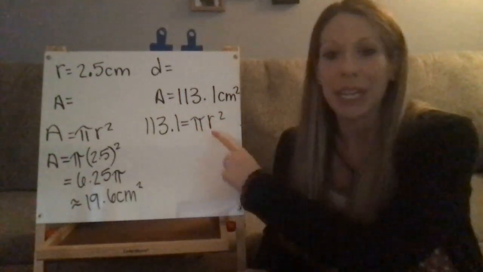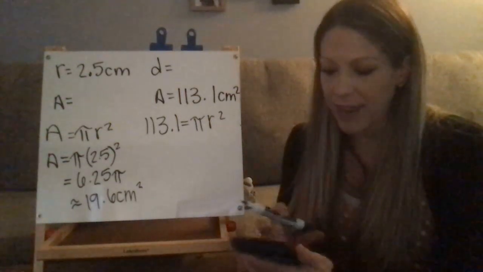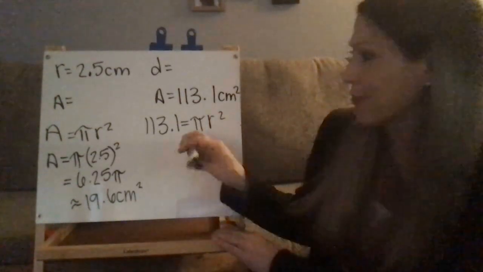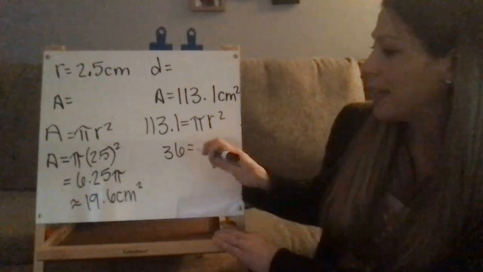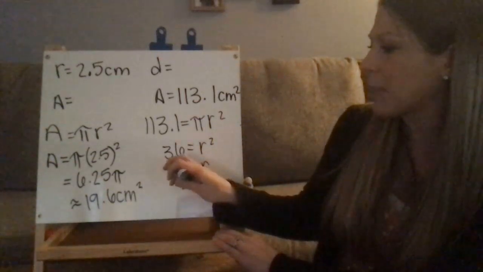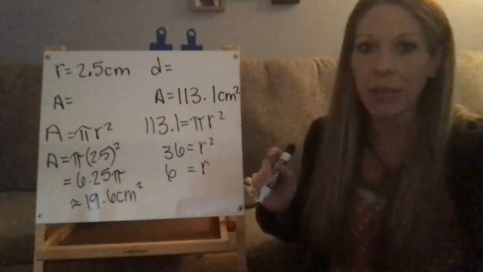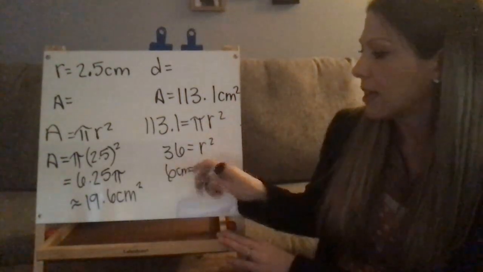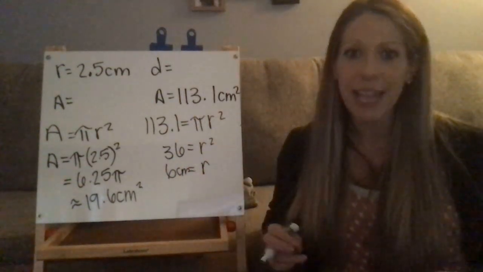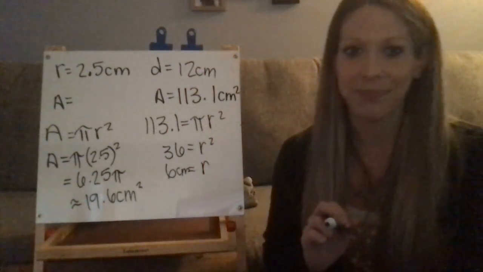Step 1. We need to divide both sides by pi. So if I take 113.1 divided by pi, I get approximately 36. This came out nice and pretty for us. So if 36 is our r squared, that means our r is about 6. And if our area was centimeters squared, then our radius is in centimeters. But remember, we were looking for diameter, so if our radius is 6 centimeters, our diameter is 12 centimeters.